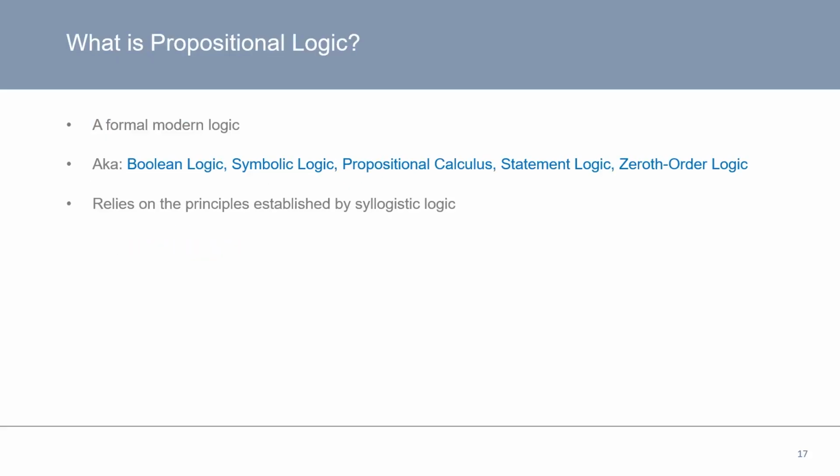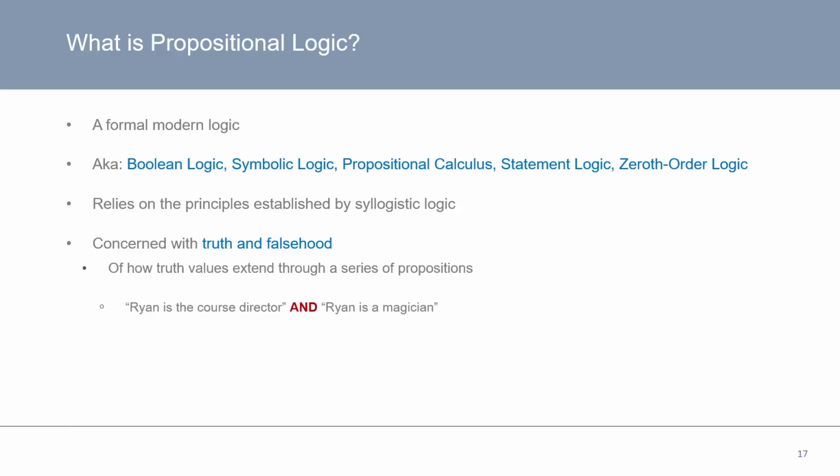So now let's define propositional logic. First off, it's a formal modern logic. It can also be referred to as Boolean logic, symbolic logic, propositional calculus, statement logic, or zeroth order logic. As mentioned, it relies on the principles established by syllogistic logic. Propositional logic is concerned with truth and falsehood, or more specifically, how truth values extend through a series of propositions. For example, consider the statement, "Ryan is the course director," and "Ryan is a magician." Both of these individual statements are propositions.